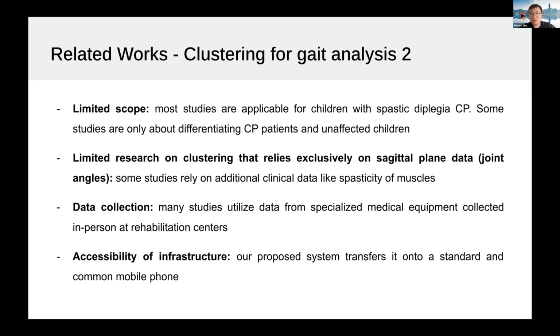Furthermore, there's also limited research on clustering that relies only on sagittal plane data. For example, some studies rely on additional clinical data like spasticity of muscles.